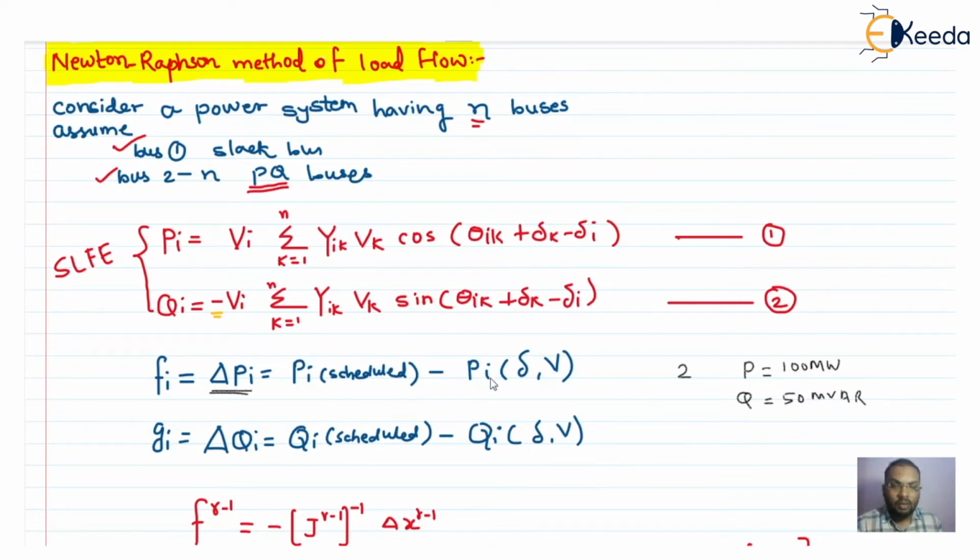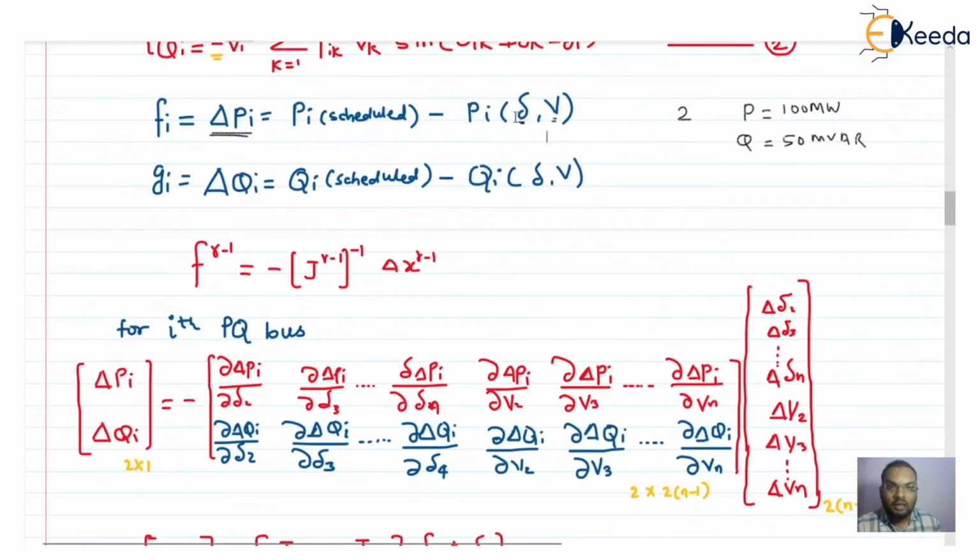But what about the actual power? I can say that it is a function of the phase angle and the voltage available on the ith bus. Both the real and reactive power on the ith bus depend on the phase angle and the voltage. So in this function, the first terms are constant and the second terms are functions of the unknowns, delta, the phase angle, and the voltage.